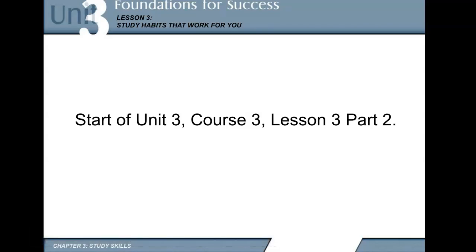Hello, we're going to start Unit 3, Course 3, Lesson 3, Part 2. Yesterday, you were given some Ed Puzzles to review that talked about 7 habits of highly effective students, test-taking strategies, note-taking strategies, and study strategies. And so we want to apply that into this lesson today.